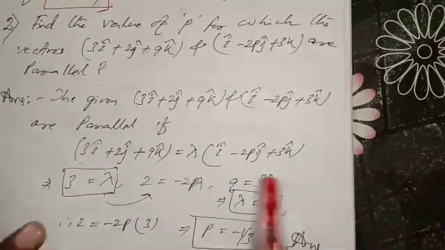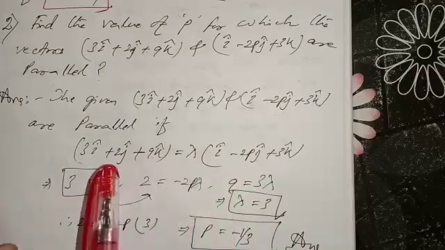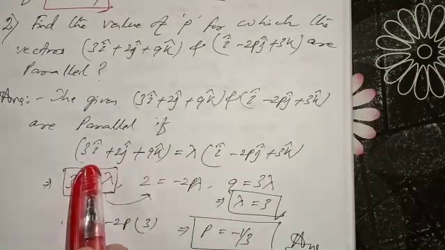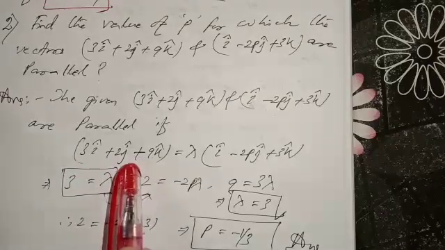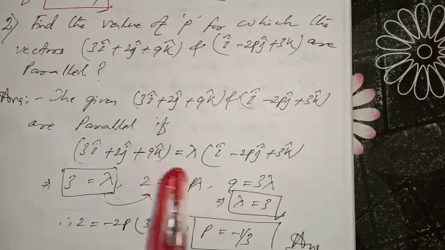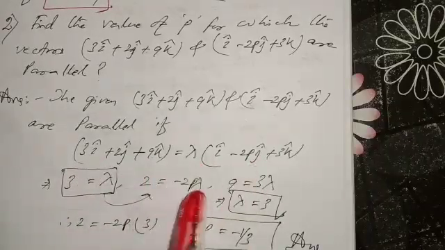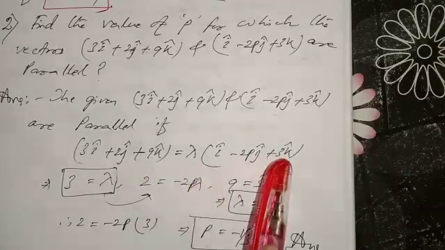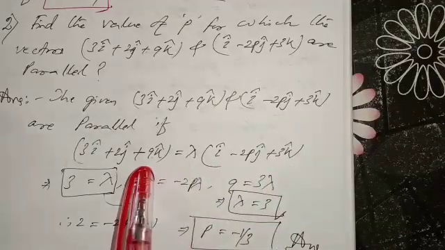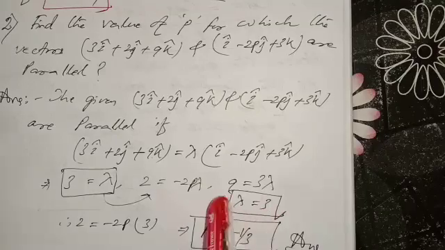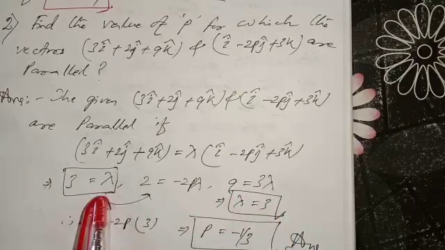Same process, comparing both sides, the coefficient of i, coefficient of j, coefficient of k. i means unit vector along x axis, j is the unit vector along y axis, k is the unit vector along z axis. Comparing, 3 lambda is equal to 3... minus 2p lambda is equal to 2, and the 3k coefficient: 3 lambda is equal to 9. So from here you will get lambda value, that is 3. Same thing you are getting or not.